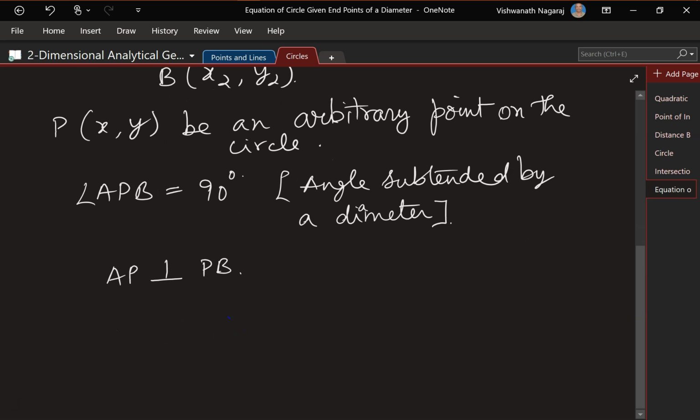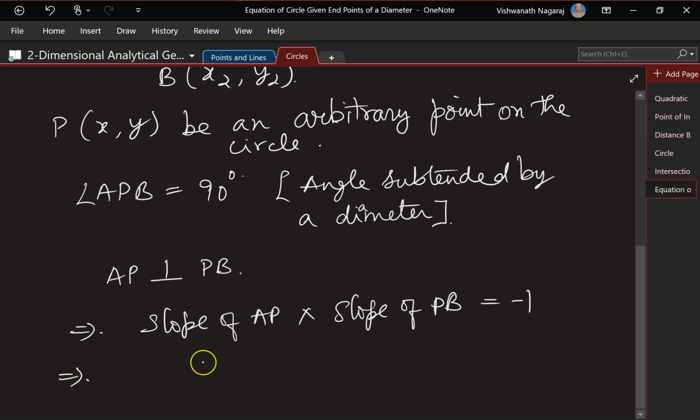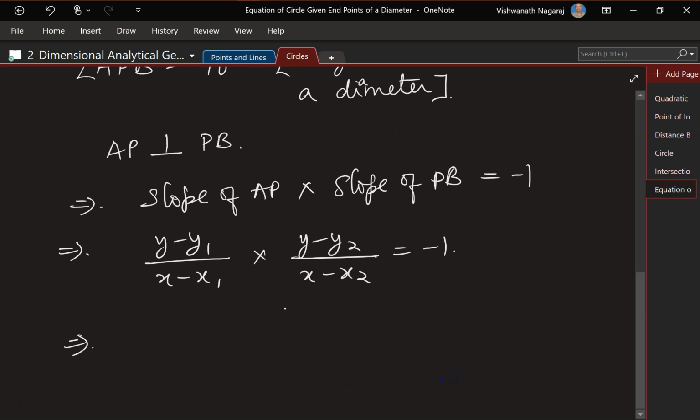Now perpendicular lines have a property. What is that? Slope of AP multiplied by slope of PB is equal to -1, which means slope of AP would be (y minus y1) by (x minus x1), and slope of PB would be (y minus y2) by (x minus x2), equal to -1.